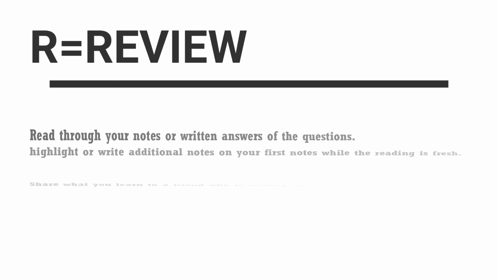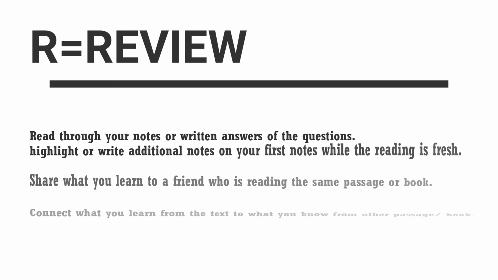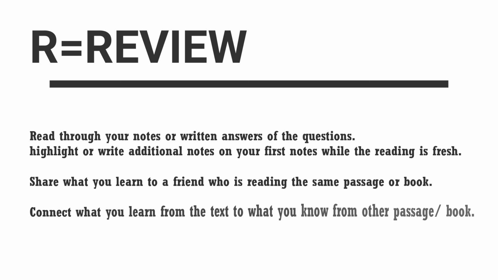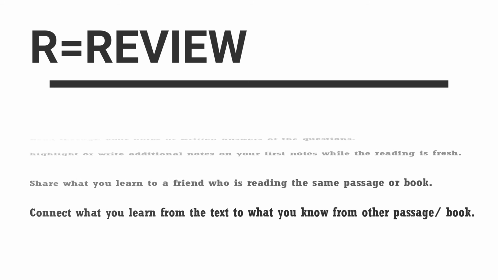The final R, or the third R, and the final step in the process is to review. Read through your notes or written answers to the questions. Highlight or write additional notes on your first notes while reading is fresh. In doing a review, you could talk to a friend who is reading the same passage or book. Share what you learned from the passage or book. Who knows, you or your friend could add detail or offer alternative perspectives in understanding the passage or book.